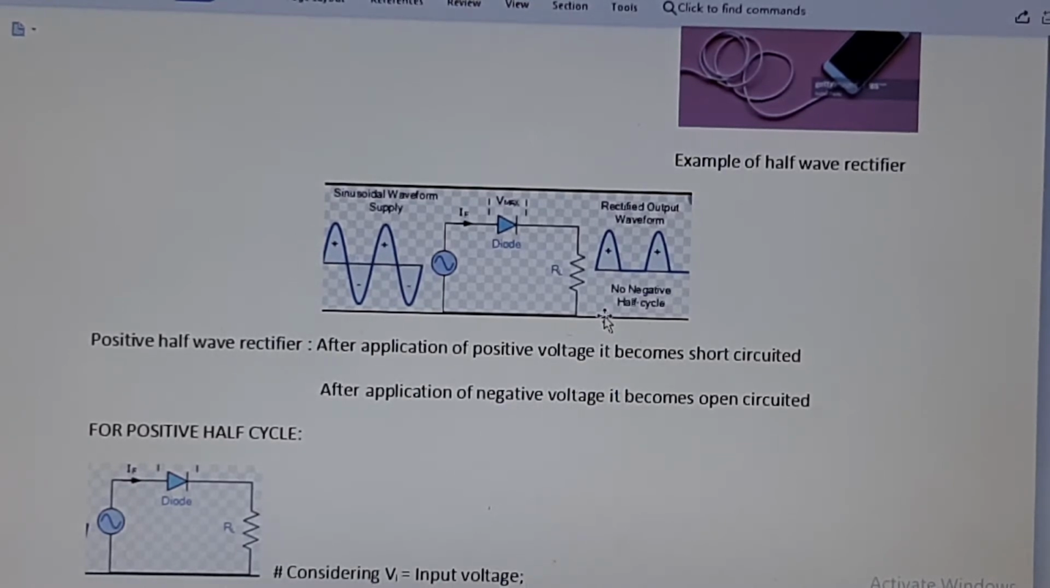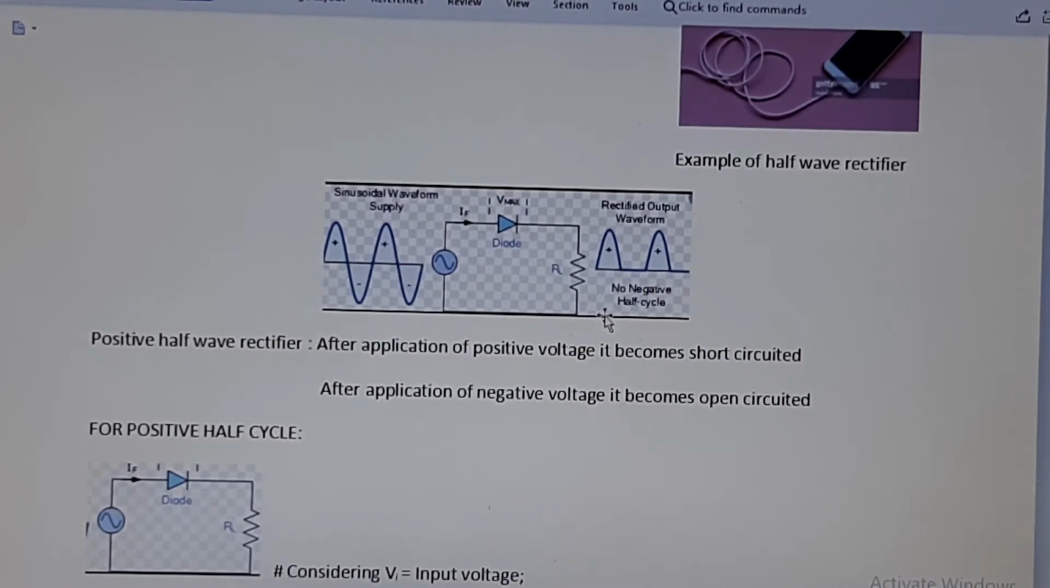But the voltage will be generated only when Vi passes the threshold voltage, that is 0.7 volt for silicon diode and 0.3 volt for germanium diode. That is, the output voltage will be a little bit less than the input voltage. Now we can explain this from this circuit.